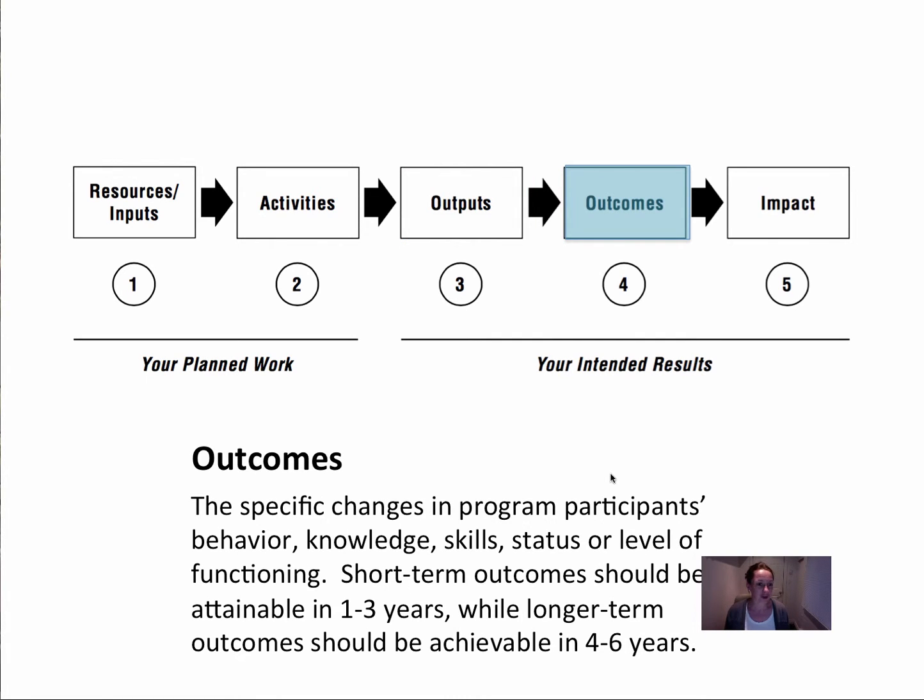Outcomes get a little harder to control. Outcomes are the specific changes in program participants' behavior, knowledge, skills, status, or level of functioning. This is written by Kellogg. They typically give grants to human service organizations, so we're looking at changes in an individual. But this could also be changes in the environment, could be changes in a system. It doesn't have to be program participants. And Kellogg Foundation makes a distinction between short-term at 1 to 3 years and long-term at 4 to 6 years. I think those are really reasonable and typical numbers, but I don't think there's a hard, fast rule that you would say short-term is 1 to 3 years and long-term is 4 to 6 years.